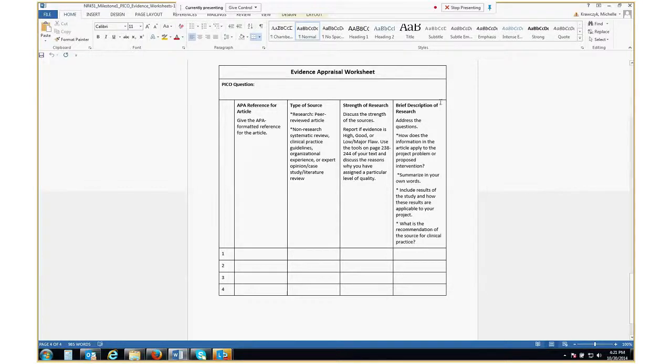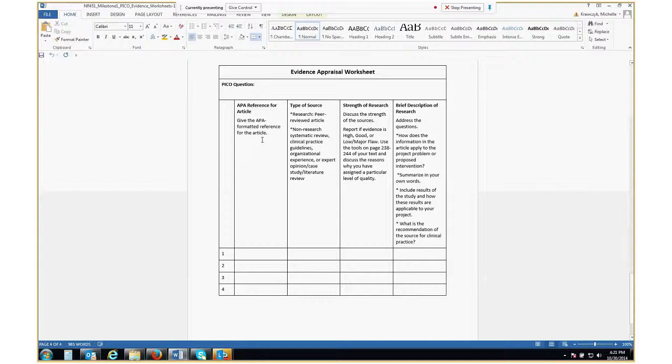And then here is a description of the research. There are a couple of elements you need to describe. How does it apply to your problem or project? Summarize in your own words. What were the results, and what recommendations does this source make for clinical practice? So this section should be pretty lengthy. As you're typing in here, it'll get longer and longer. Also, you need to make sure that your references are in APA.